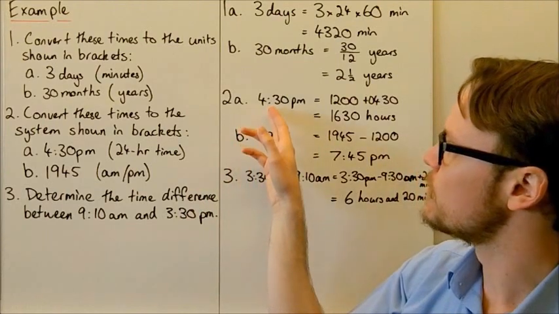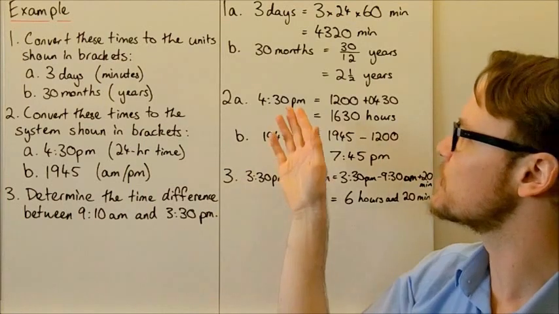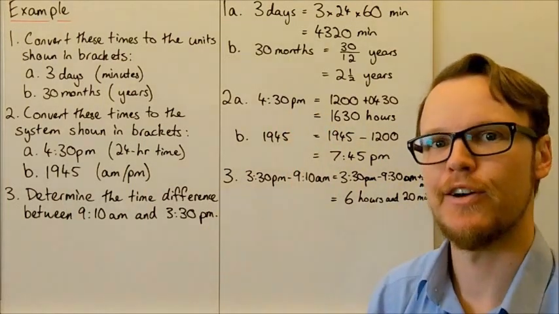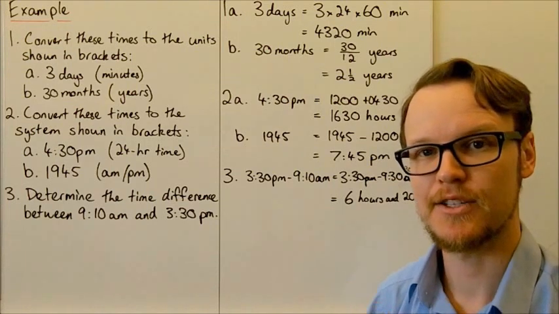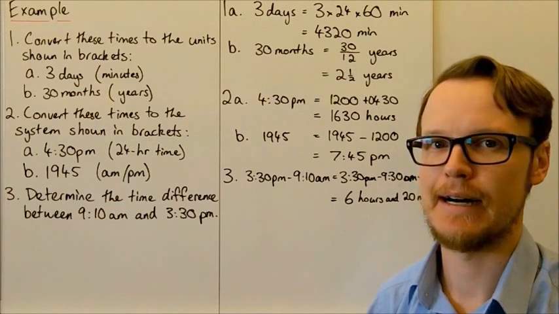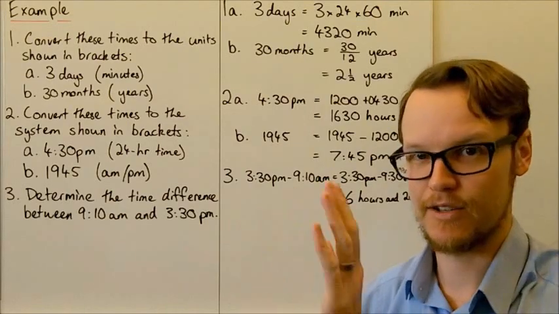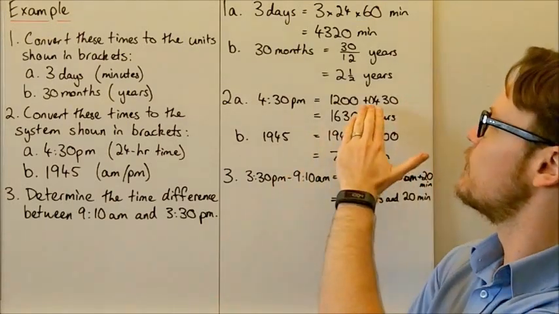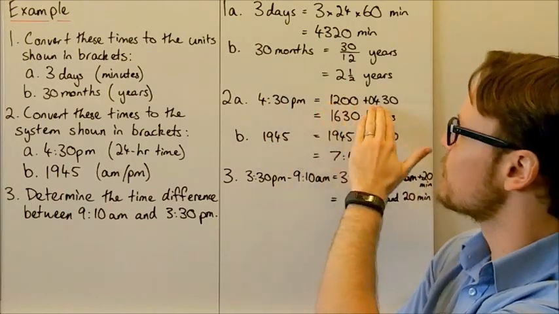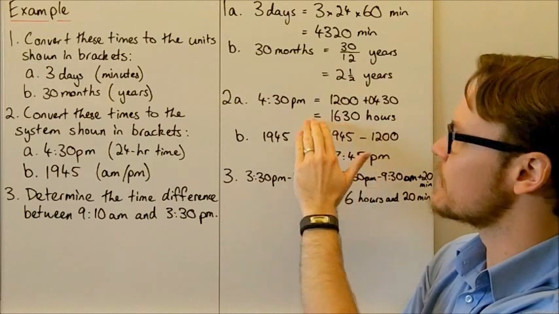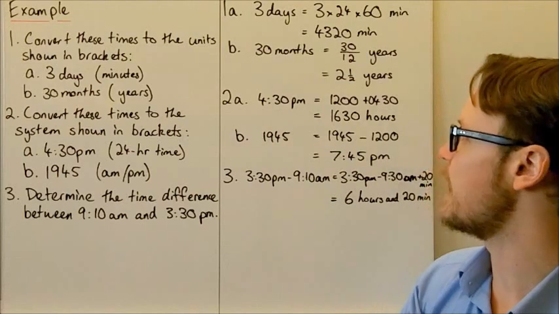To convert from 4:30 PM to 24-hour time, because it's in the afternoon, it's in the PM, we know that for our 24-hour time, we count it as the hours from midnight. So there are already 12 hours gone by from midnight to midday. So we need to add that 1200 hours onto the 4 hours and 30 minutes. So we have 1200 plus 0430, and we get that 4:30 PM, 4:30 in the afternoon, is the same as 1630 hours.